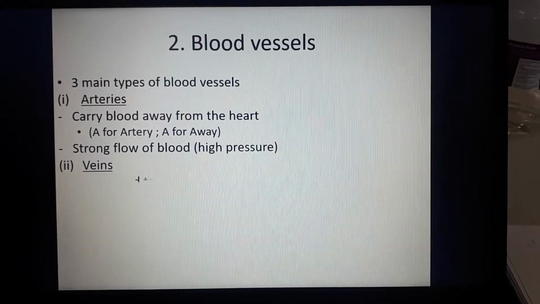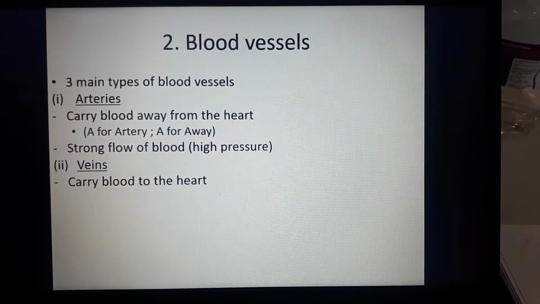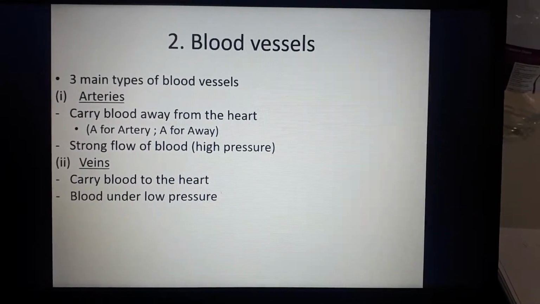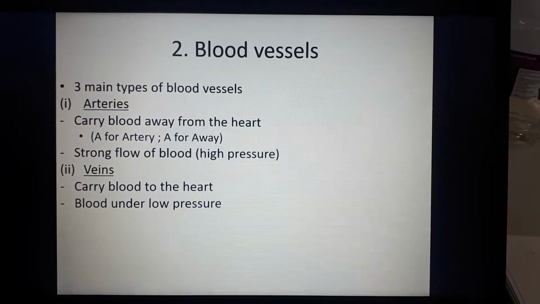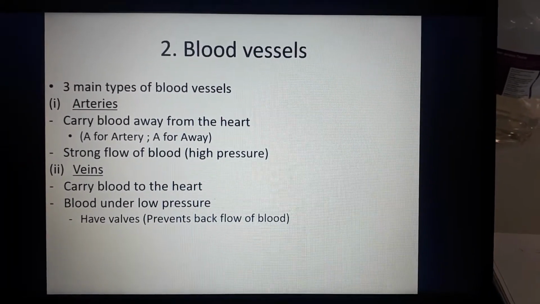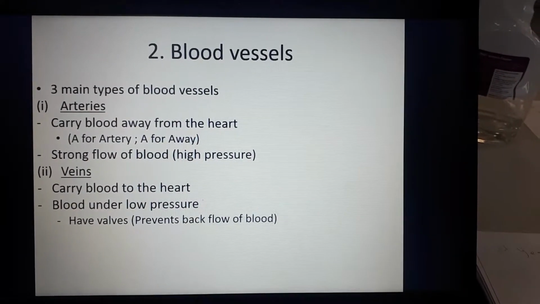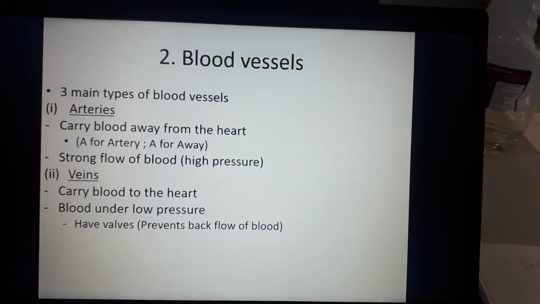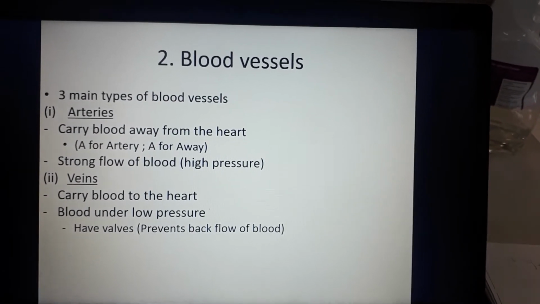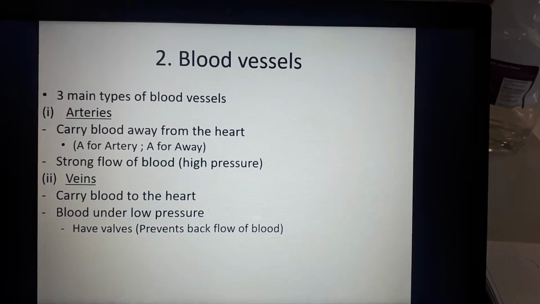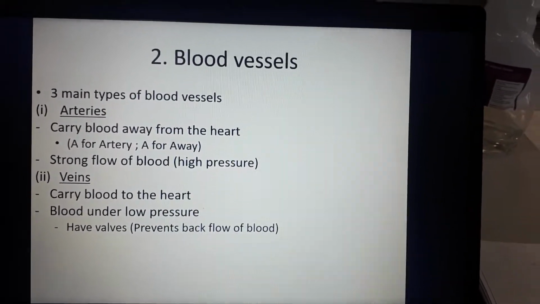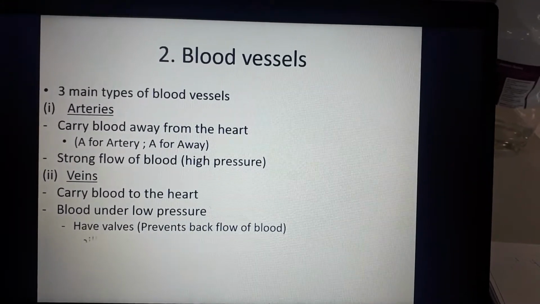If we look at veins then, veins are opposite and they're going to carry blood to the heart. And they are going to carry the blood under low pressure. And because of that, they need to have valves, okay? Because the blood isn't really being pumped that hard, the blood would end up just stagnating, stopping. So we have to have valves present in our veins, and they prevent the blood from going back where it came from. So they basically keep driving the blood forward.